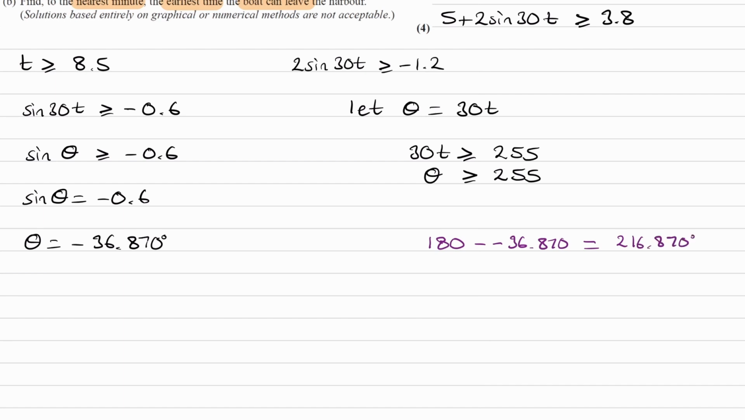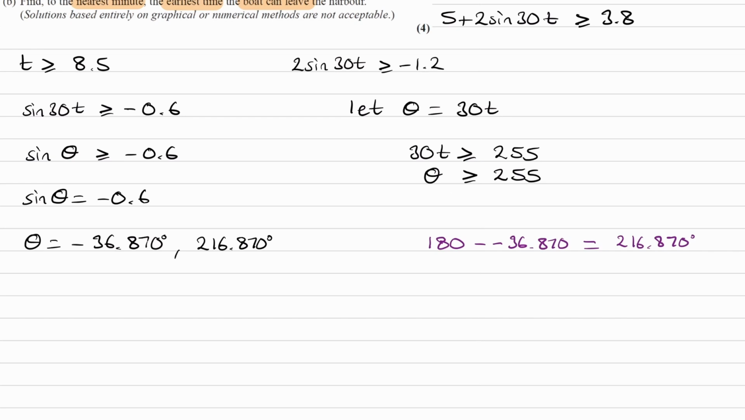That will give us our second angle, which is 216.870. And then with these two angles, minus 36.870 and 216.870, we can then add or subtract 360 as many times as we need to find all the other angles in our required domain, which in our case is theta has to be greater than 255.